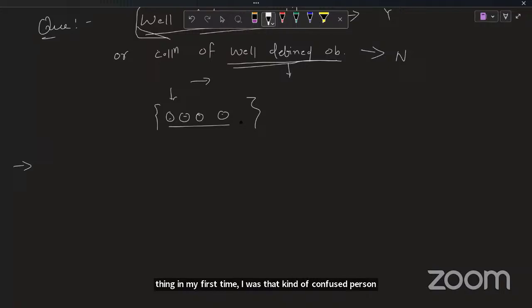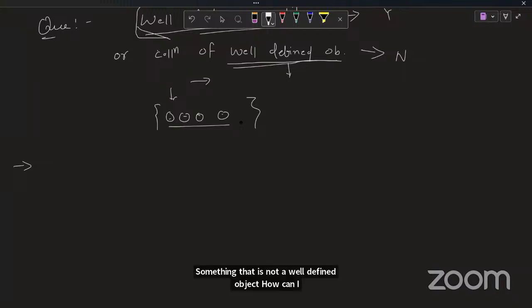Excuse me, sir. Yes. Just one doubt: can you give me an example of something that is not a well-defined object, just to get some more clarity? When we refer to the definition, a set is a collection of well-defined objects. Whatever thing I tell you is itself well-defined. That is why I am telling you.